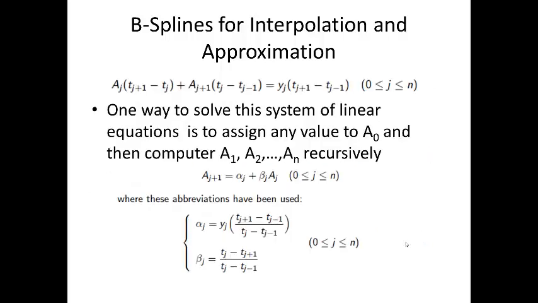Now, basically, again, we have n plus 1 linear equations and n plus 2 unknowns from the formula that we've repeated here at the top. One way to solve this system is to assign any value to a0, and then we have n plus 1 linear equations and n plus 1 unknowns, so they're equal, and it should be possible to solve them. Then we can compute a1 through an recursively using this formula.